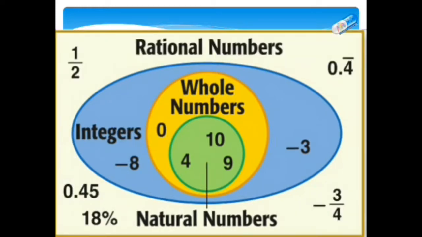After the integers, now the rational numbers, and the rational numbers is the set that contains all the other sets. So rational numbers contain fractions, decimals, negative fractions, percents, integers, whole numbers, and natural numbers.